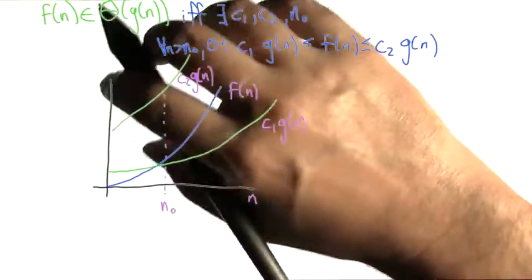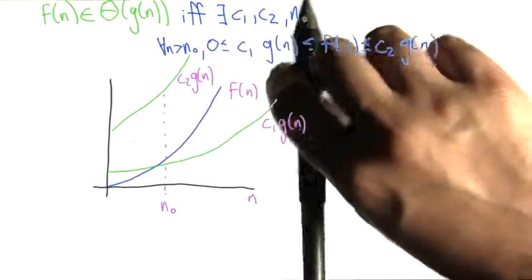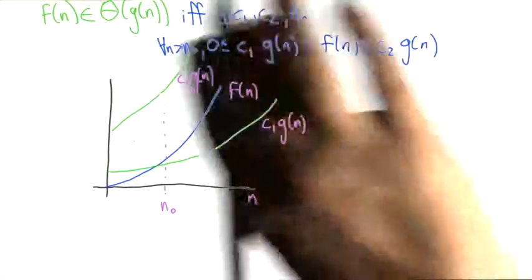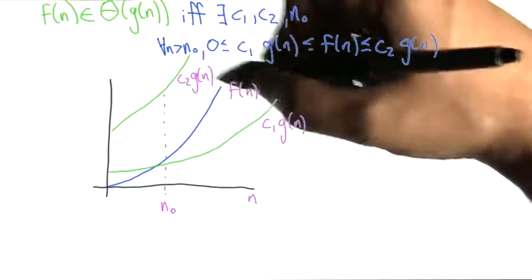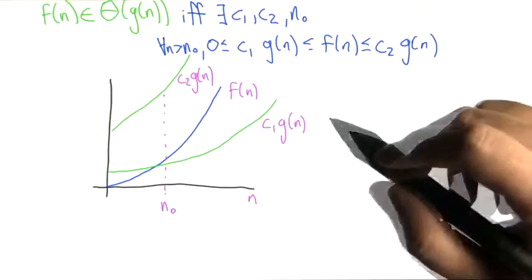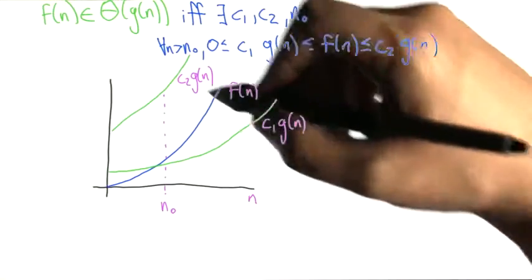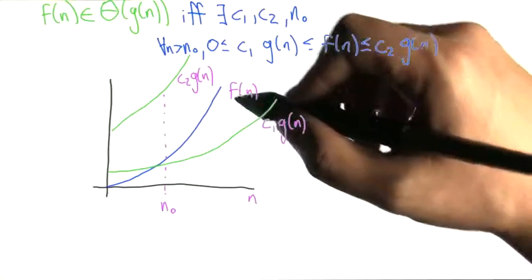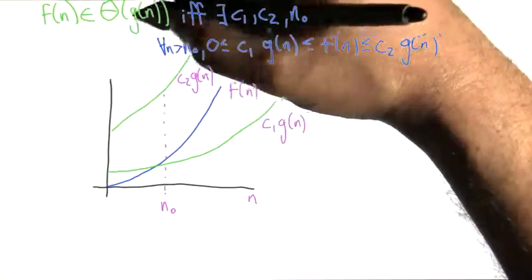So in the beginning, maybe weird things happen, but once we get out far enough, asymptotically, in the limit, as things get really big, f of n lies between c1 times g of n and c2 times g of n. If that's the case, if such c1, c2, and n0 exist, then we can say that f of n is in big theta of g of n.